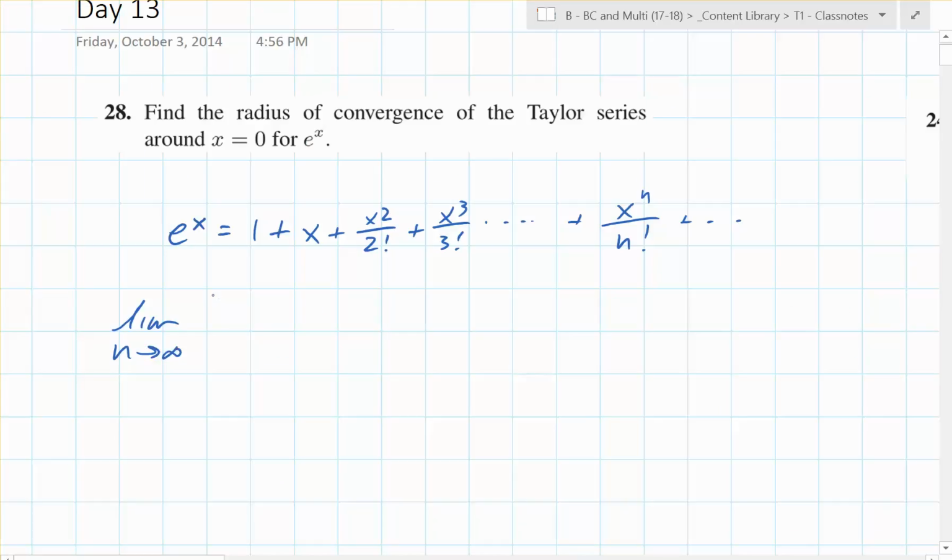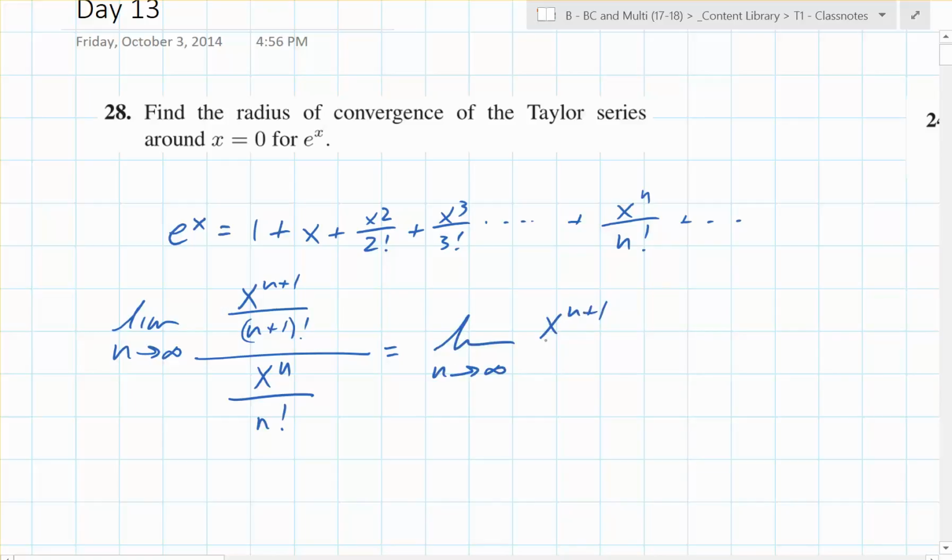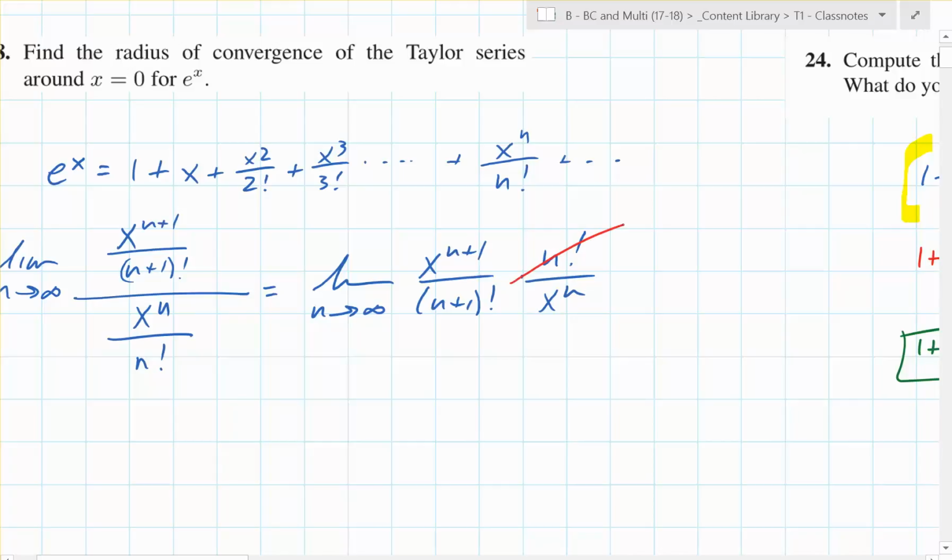Now the limit of the ratio of the next term. What's the next term going to be? x to the n plus 1 over n plus 1 factorial all over x to the n over n factorial. So that's going to be the limit as n goes to infinity of x to the n plus 1 over n plus 1 factorial times n factorial over x to the n. What cancels there? A whole lot. That goes away. And what are you left with? That just kind of kills the factorial, right? And then x to the n goes away. So you're left with the limit as n goes to infinity of x over n plus 1.